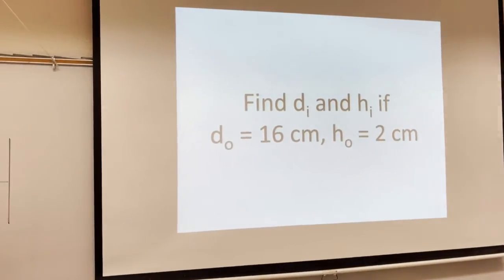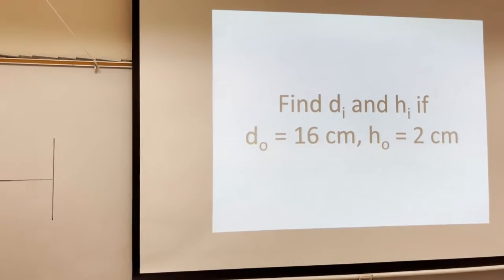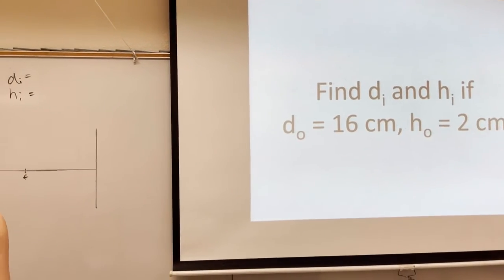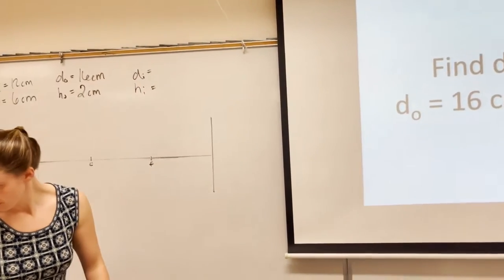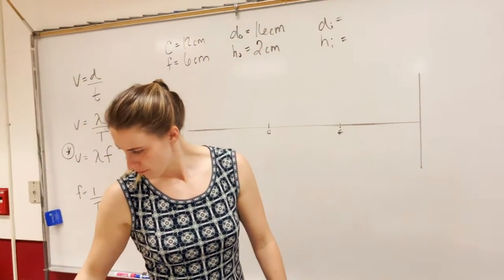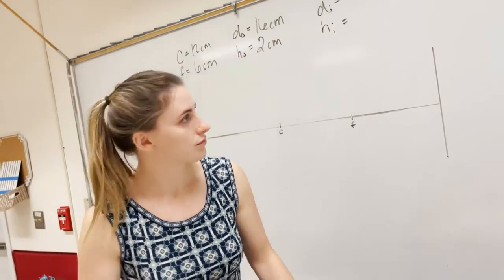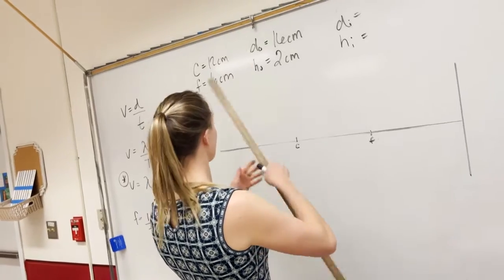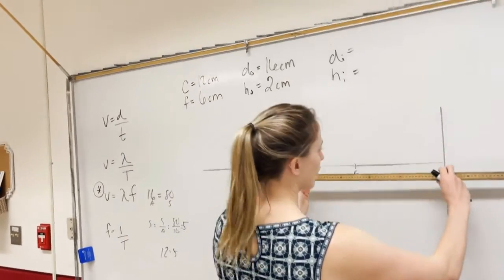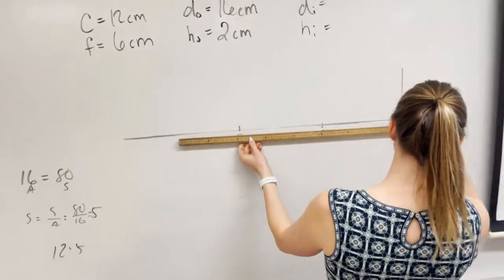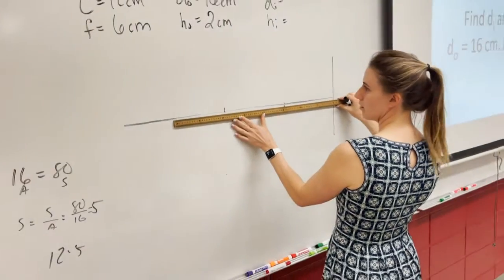So now we need to draw our object, right? Locate the object, which is going to be an arrow, and we want to measure 16 centimeters from the mirror, which is going to be 80 for us. So measure 16 centimeters from the mirror, and that's where you're going to put the object. 16 times 5 is 80, you said?